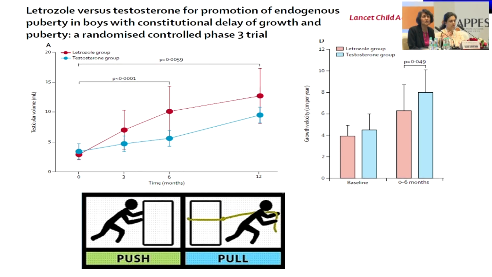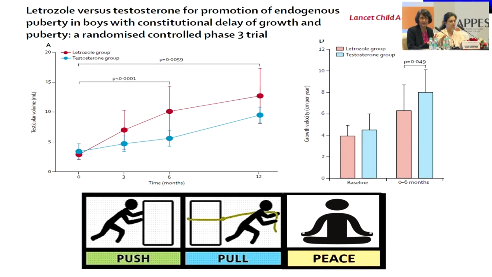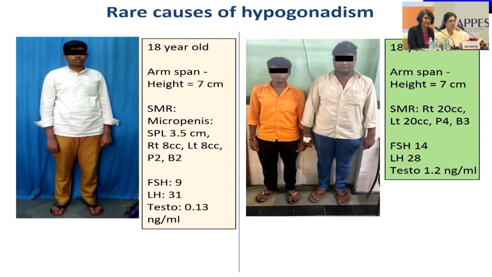So whether you want to push the puberty or you want to make peace with it, the call rests between the family members, the patient, and the physician alike. You can take your own call and decide how to go about this management. One should always be prepared for the rare causes which could still mask and present as delayed puberty, but actually belong under the cadre of DSD.